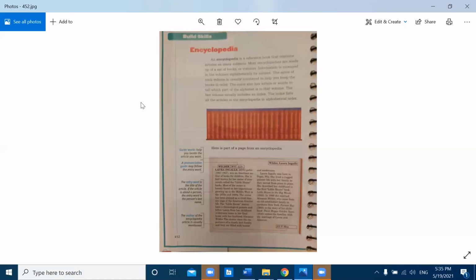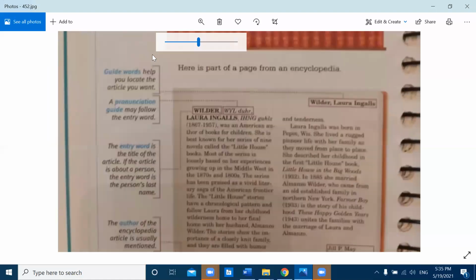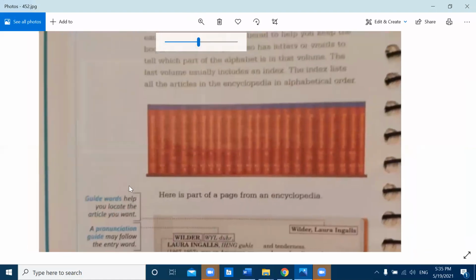Nowadays, if you want to learn about something, you just type it into Google, you read your information, and you take your notes from there. But again, when I was a little girl, we used to look up in the encyclopedia. Now, this is not a great picture, but you'll be able to see it in your book better. I'm on page 452 in the language arts textbook.